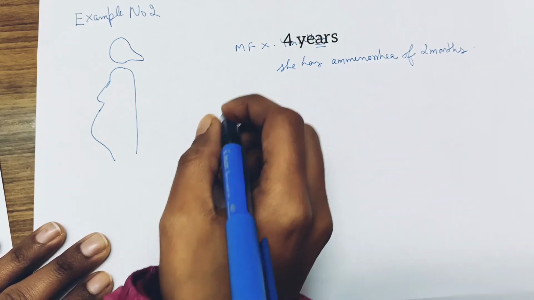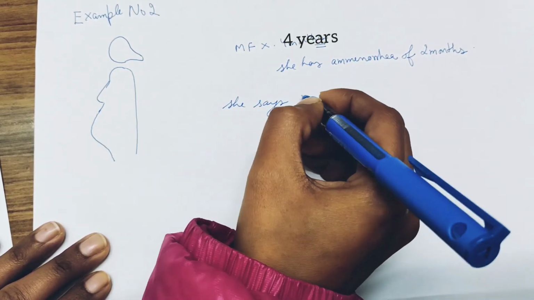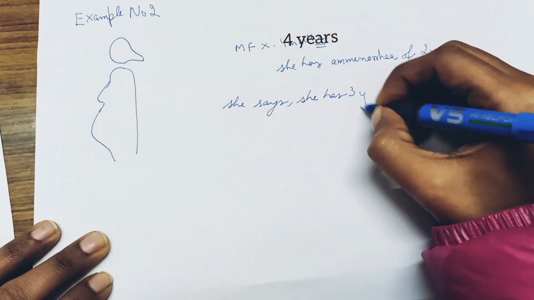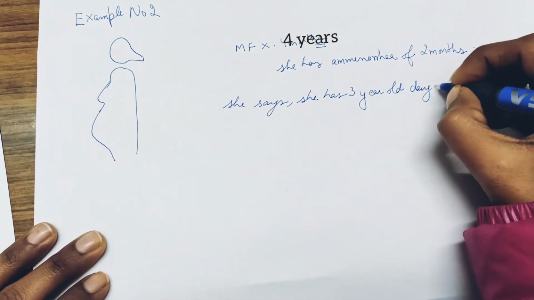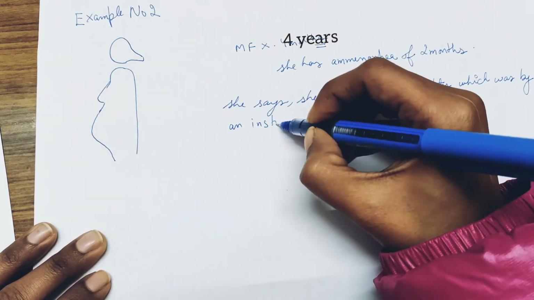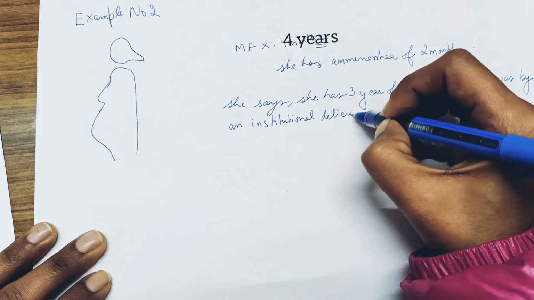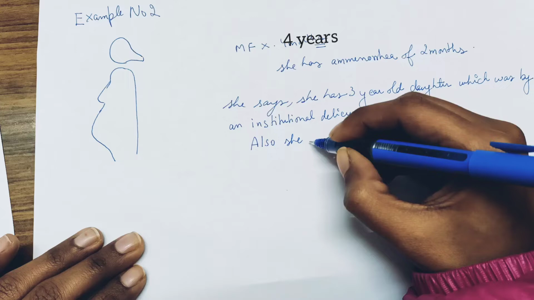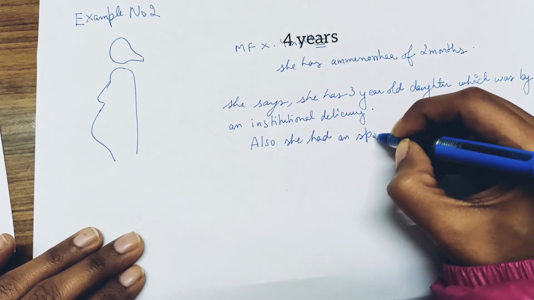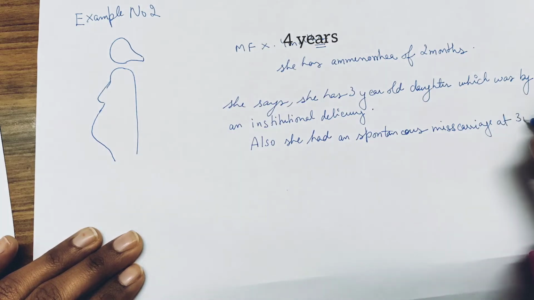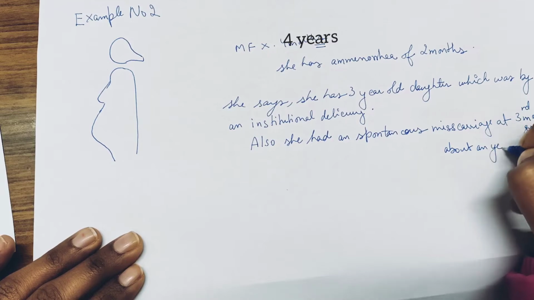Now let's go to another, more difficult one. Now we have a patient, and she says that she has been married for around 4 years, and she has an amenorrhea of around 2 months, and she tells me something about her prior pregnancy. She says that she has a 3-year-old daughter, and that was an institutional delivery, and also she had a spontaneous abortion at around 3 months of gestation, right?